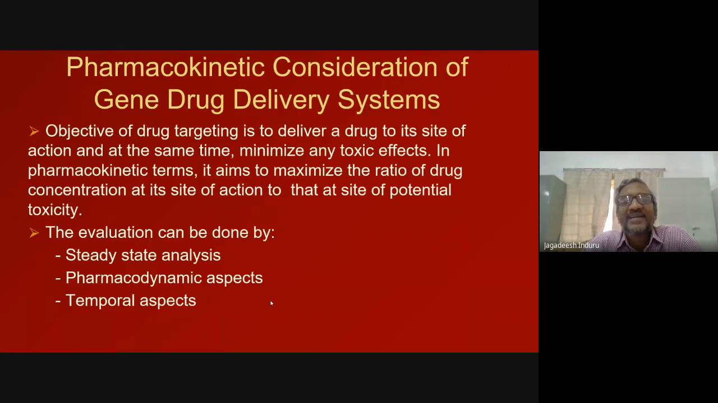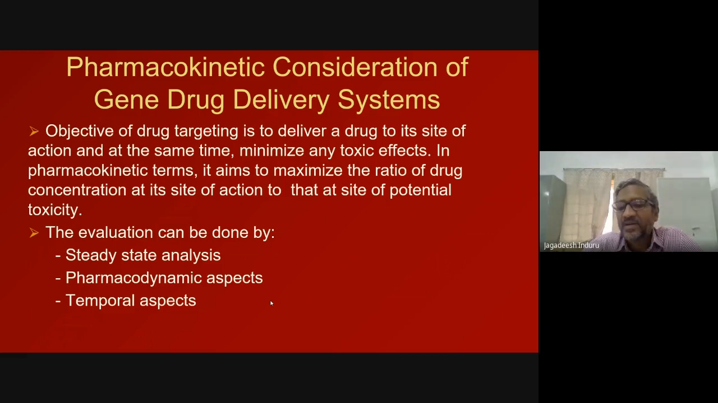Most of the drug targeting is to deliver the drug at the site of action, and at the same time minimize the toxic effects, because we don't want to have the drug effects outside the target. In pharmacokinetic terms, its aim is to maximize the ratio of the drug concentration at the site of action to that of the organ where it is having a potential toxicity. So for that purpose, the 3 things which we are going to do are steady state analysis, pharmacodynamics, and temporal analysis.